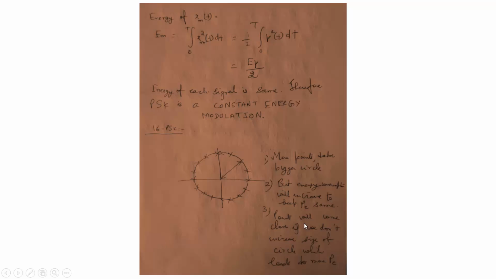So that's why the points will come close if we do not increase the size of the circle, which leads to more probability of error. That is very obvious from the discussion that I have just tried to explain to you.